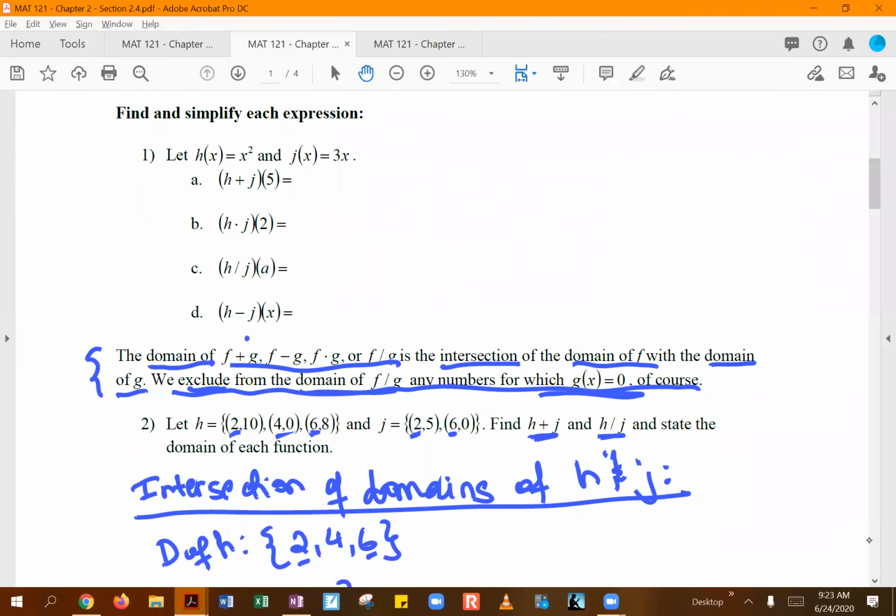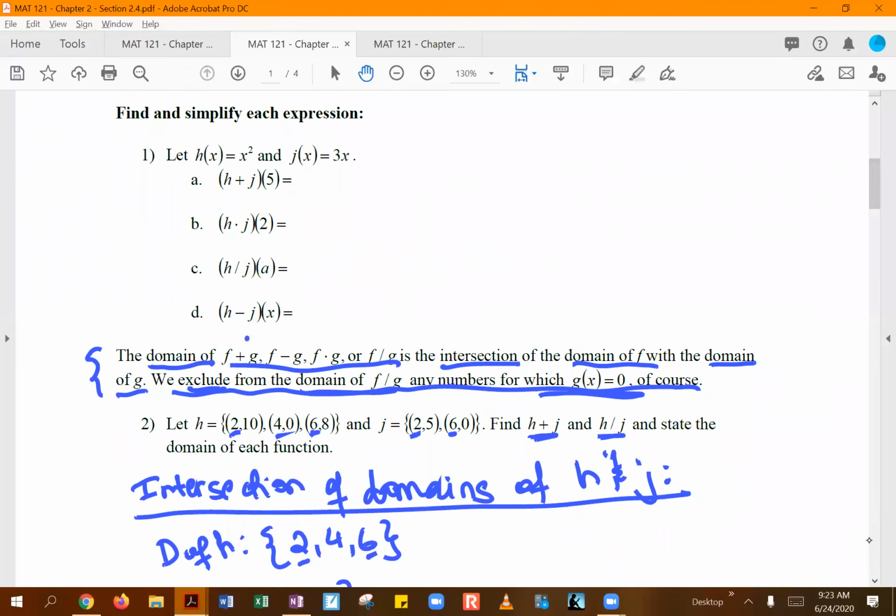They're asking us to find g of f. Remember that order is important. When they say g of f, g is going to be the outside function and f is going to be the inside function, and then they want us to find the domain for that composition. So let's take a look at g of f over here, which of course means g on the outside, f on the inside.